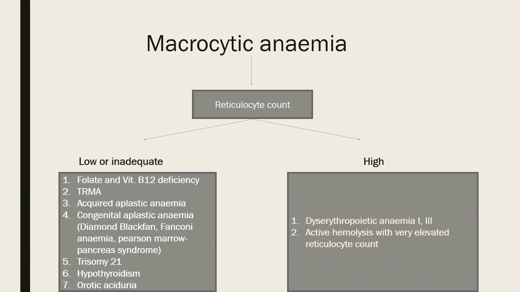If it is high, then think about dyserythropoietic anemia 1 and 3, and sometimes in active hemolysis with very elevated reticulocyte count, macrocytic RBCs will be there.